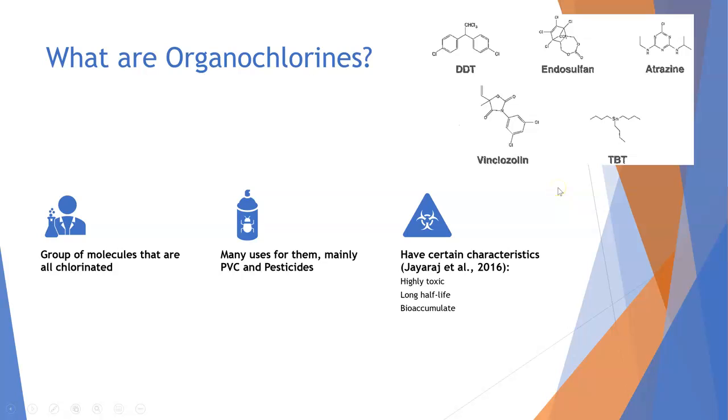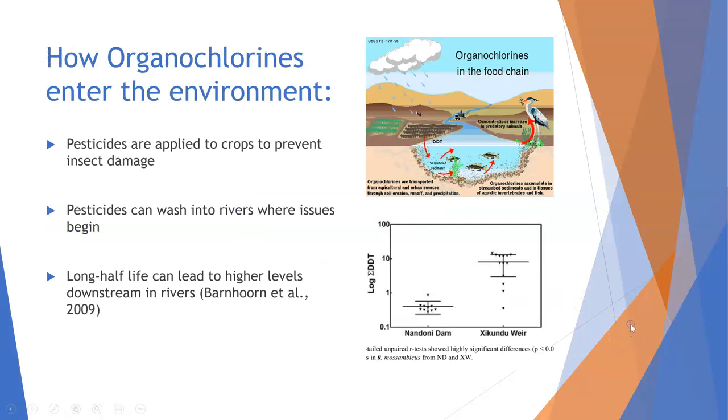And these are kind of common names because they're used as pesticides, which is one of the many uses for organochlorines, as well as being used in PVC and other formations. And all these organochlorines share similar characteristics, such as high toxicity, long half-lives, and they have the ability to bioaccumulate in organisms, which I'm going to get to more here in a minute.